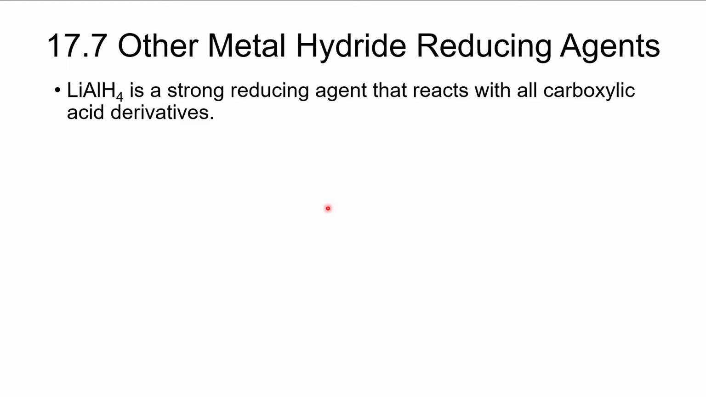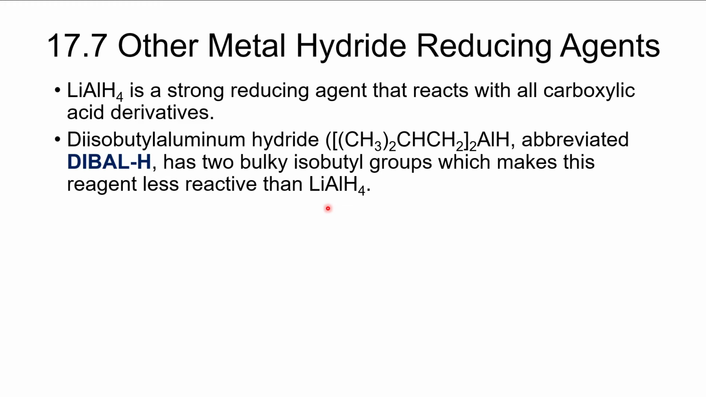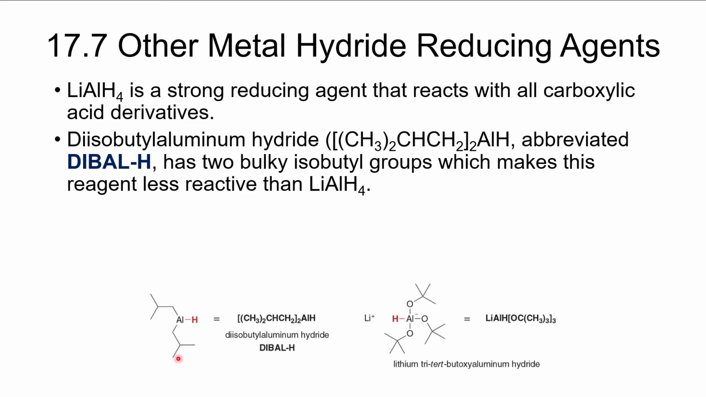There are some less reactive reducing agents that we can use. One is called diisobutyl aluminum hydride, or DIBAL. So DIBAL has two isobutyl groups on it. So here's the diisobutyl aluminum hydride, and it is somewhat less reactive than lithium aluminum hydride. And the reason is because of these bulky alkyl groups. And because of that, we can do a certain reaction with DIBAL that we can't do with lithium aluminum hydride. And I'll show that to you in a minute.